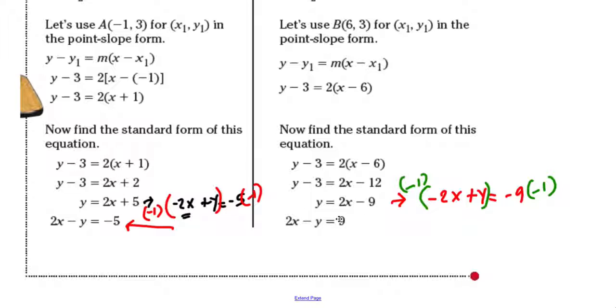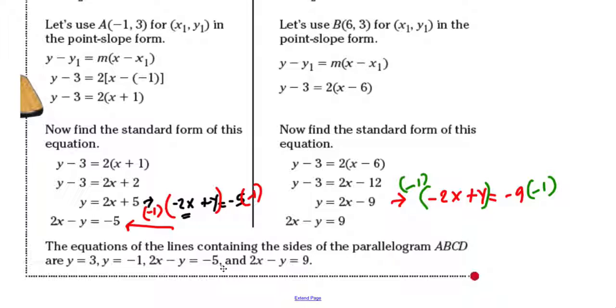If you notice, at this point in the game, the book is actually deleting some of the steps because it is assuming that you know how to do them. The equations of the lines containing the sides of the parallelogram are y equals 3, y equals negative 1, 2x minus y equals negative 5, and 2x minus y equals 9.